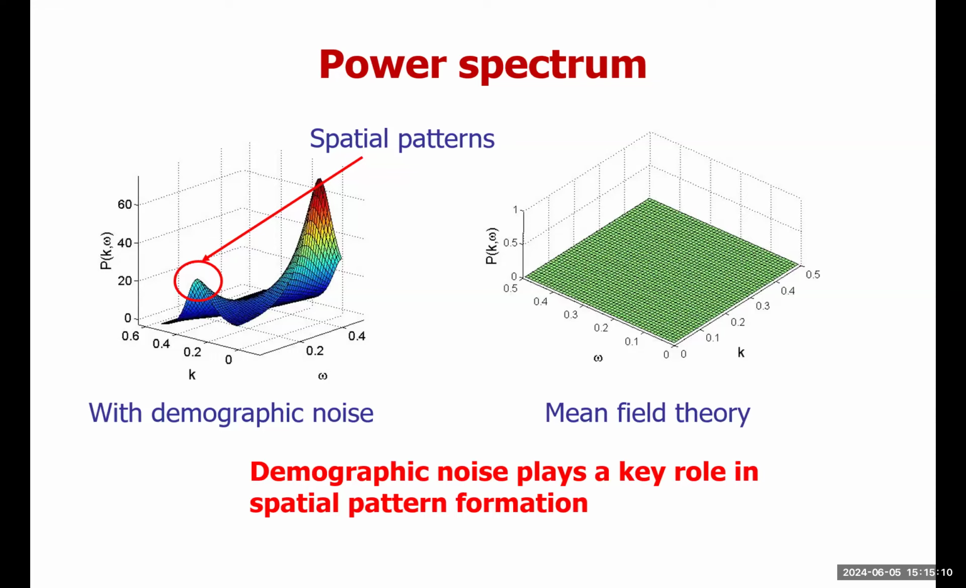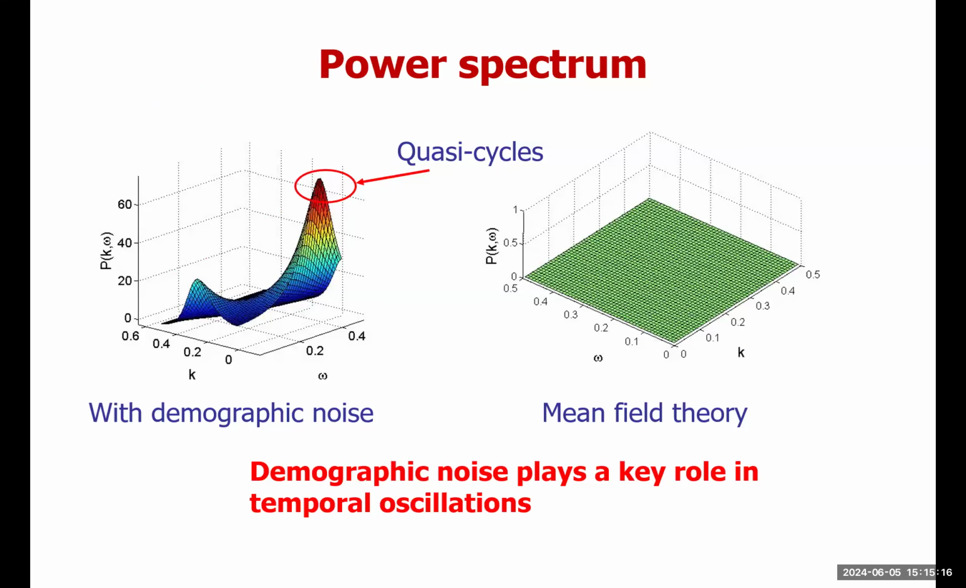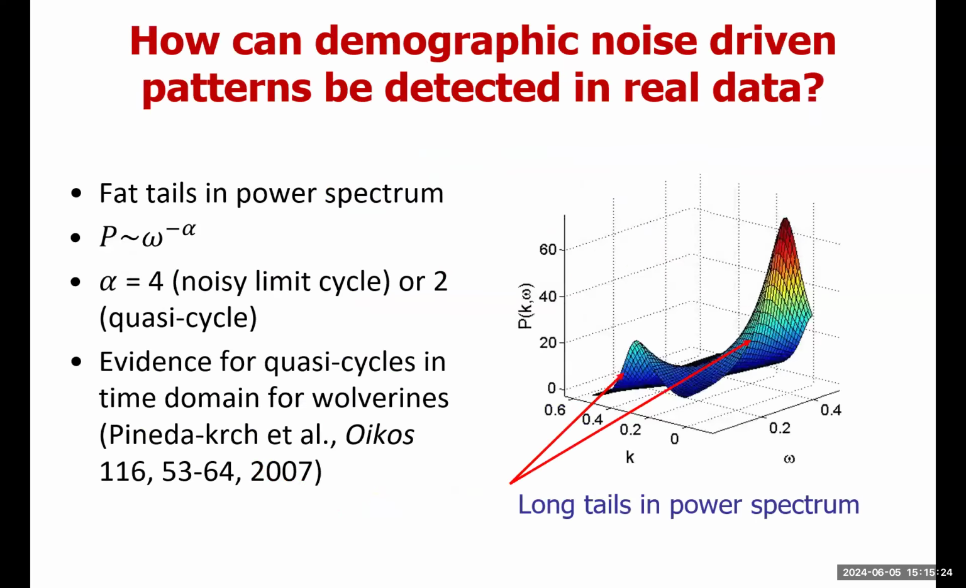So this in K is where the pattern forms in space, and that is the frequency where you can have an oscillation of the pattern. And in mean field theory, you get no patterns whatsoever. So you can see these things stochastically.